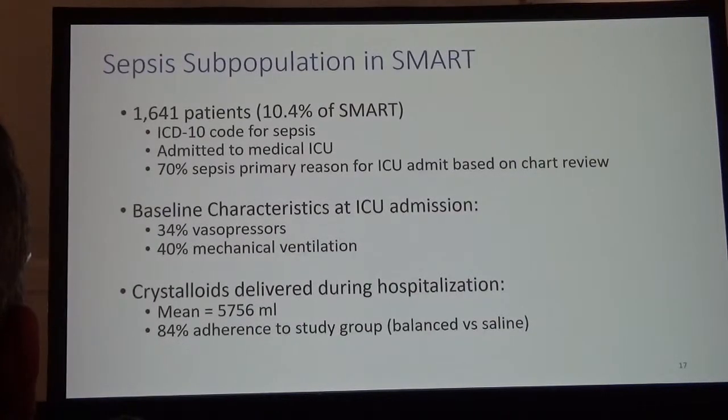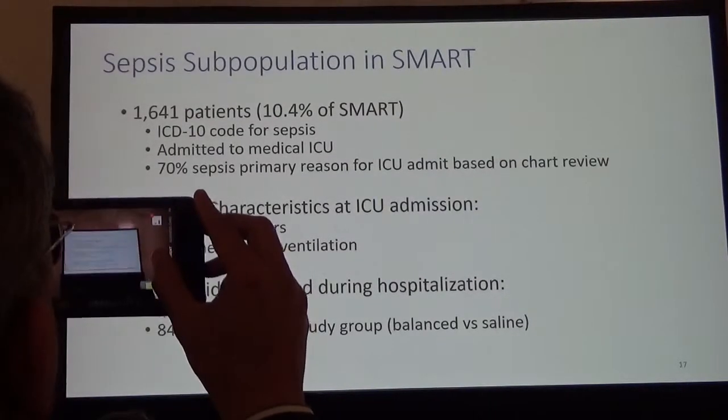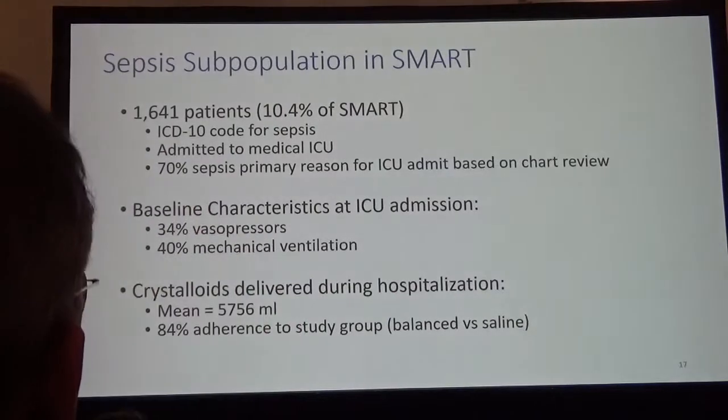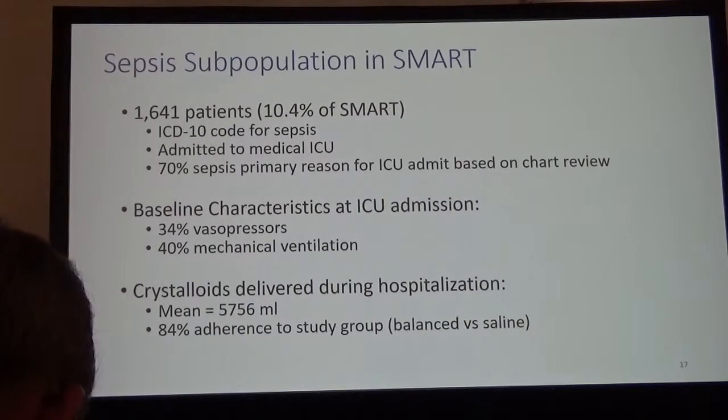So in the last couple of months, we've started to look at specific subgroups within these trials, and we started with sepsis. We started with sepsis for a couple of reasons. One is that patients with sepsis tend to get a large amount of fluid. Secondly, they are particularly vulnerable to outcomes such as death, acute renal injury, and persistent renal failure.